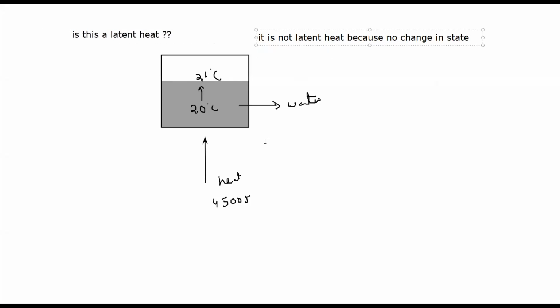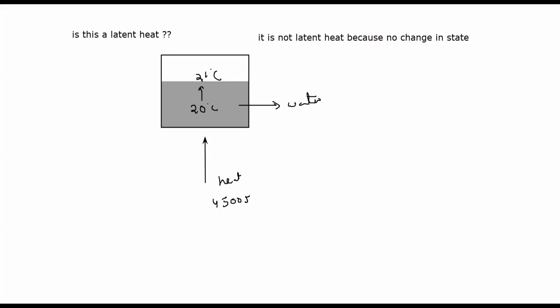Now, this is not a latent heat, because for a latent heat, there should be... This can be thermal capacity. That's right, thermal heat or thermal capacity, if there is how much energy is stored for 1 degree change in temperature. But this can be thermal capacity, but this is not latent heat.